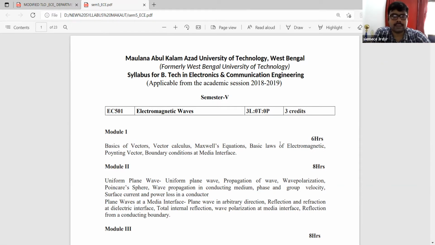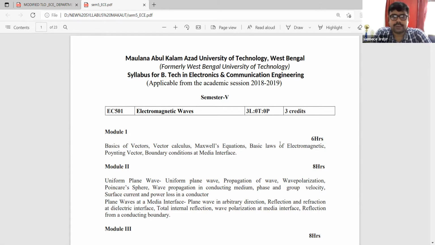In module 1, that is electromagnetic waves, semester 5, we are studying in semester 5, that is an EC departmental course. So in module 1, we will find the basics of vectors. Initially we have to start with the basics of vectors, vector calculus, Maxwell's equations, because Maxwell's equation is the fundamental one to study electromagnetic theory, basic laws of electromagnetics, Poynting vector, boundary conditions at media interface. So these are the different topics that come under module 1.